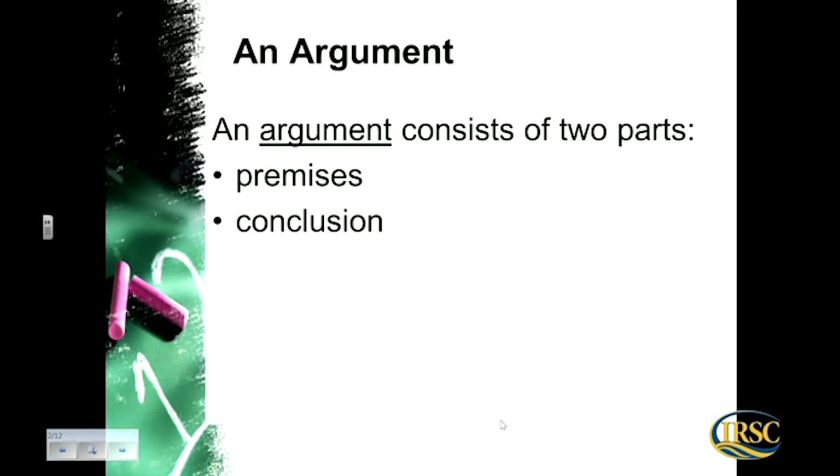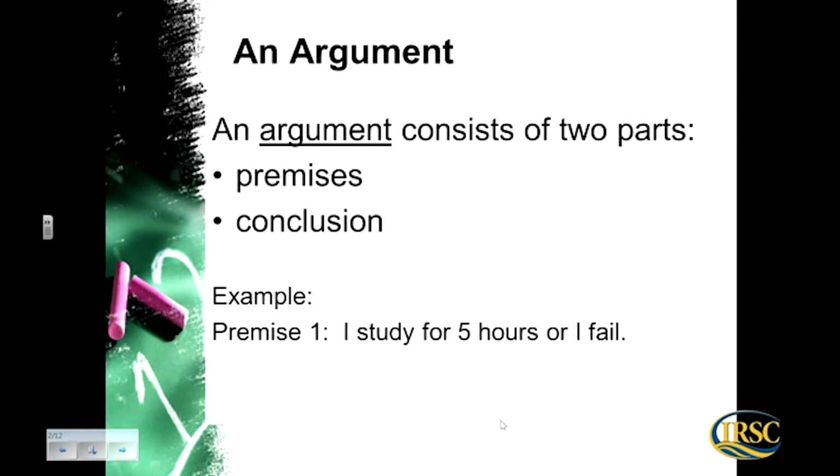It's as if you're in a court of law, presenting an argument to the jury. Your premises would be your evidence. You're presenting your evidence, and so based on the evidence, can you agree to that conclusion? Does that conclusion work? That's what we're looking at today.